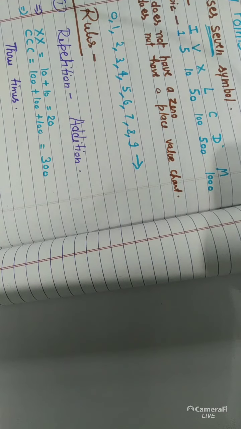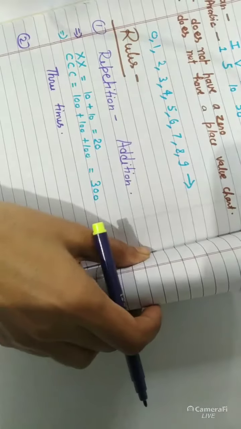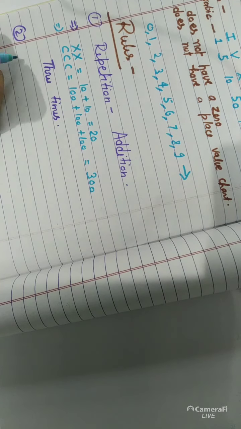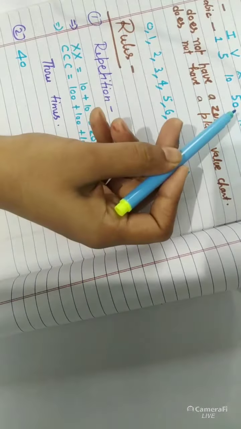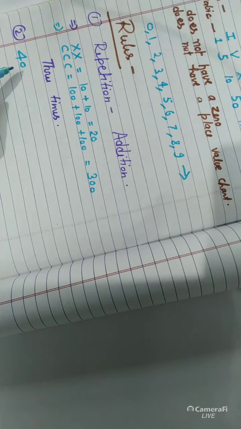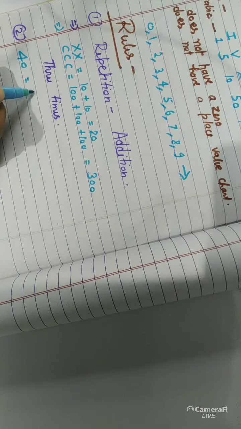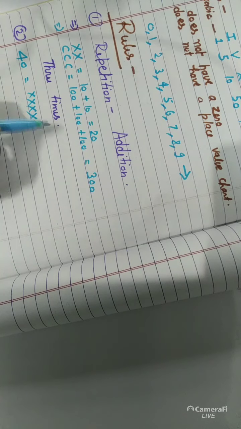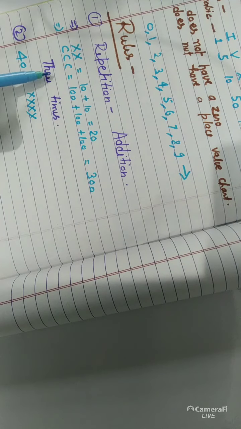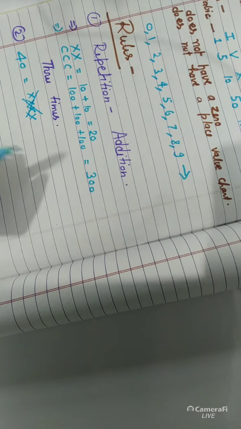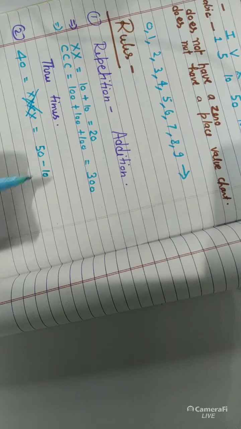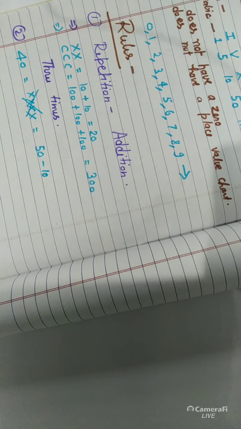Okay, so now let's read the second rule. Children, if you have to write 40, 50 already has a symbol, capital L. So if you have to write 40 in Roman numerals, how will you write? Can you write it as X X X X? No, because you cannot repeat any term more than 3 times. So this is wrong. So then how will we write? Can we write it as 50 minus 10? Yes. Then how will you subtract?